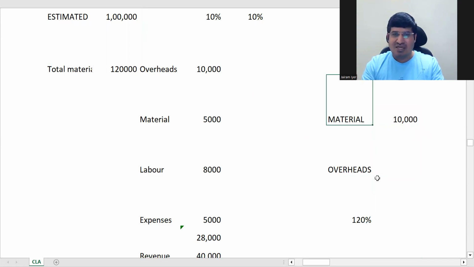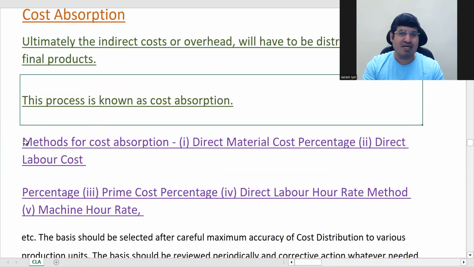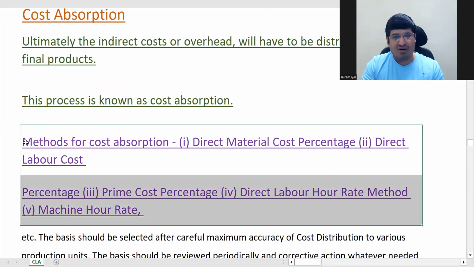Same thing. Sometimes you do it on material, sometimes your overhead has a direct relation with labor. Then you can do it with labor. Sometimes the overheads are loaded with machine hour rate. You know the total machine hours used are 5,000 hours, and total overheads, let us say, are 10,000. So for every hour, you know that 2 rupees of overheads are used. So you load it as per machine hour rate. It depends on what kind of production process it is, so you can load it on any of these bases.